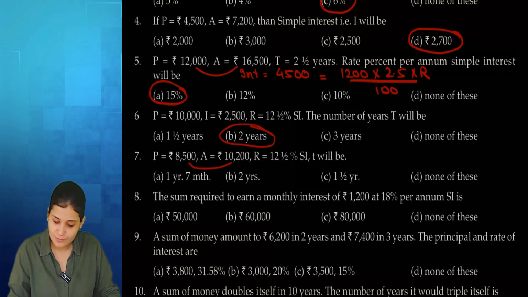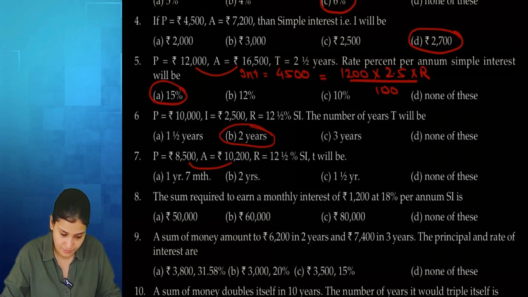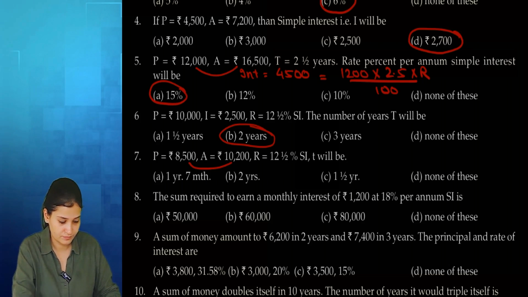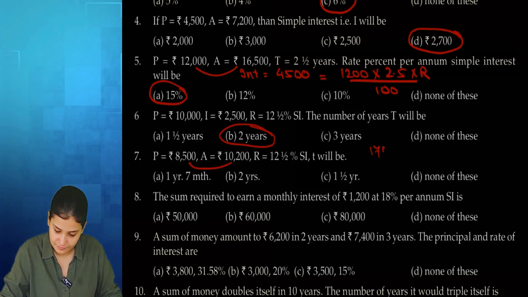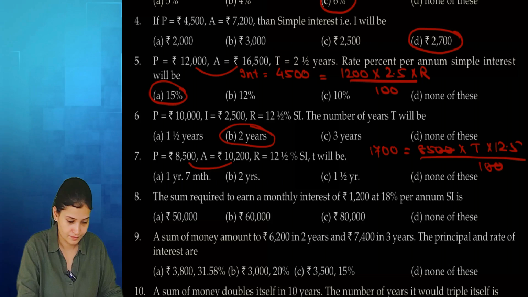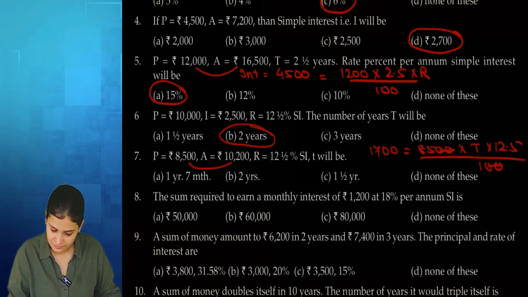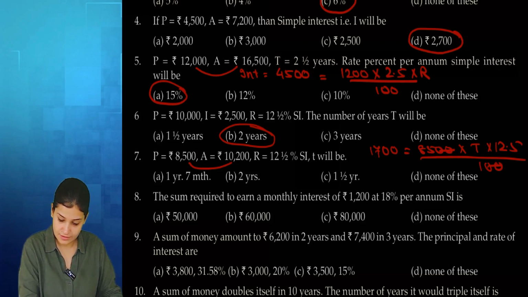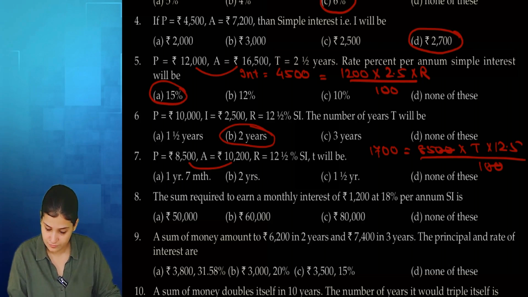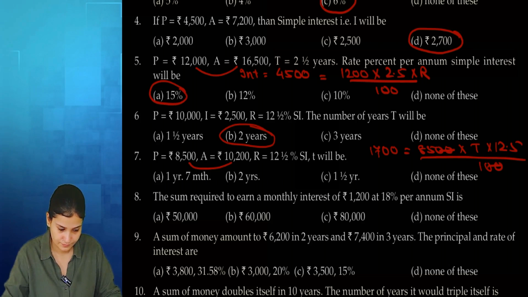We can subtract them to get the interest. Interest will be 1,700. Now this is principal into time into rate 12.5 upon 100. 1,700 divided by 50. Answer, guys. Option A, 1 year, 7 months.